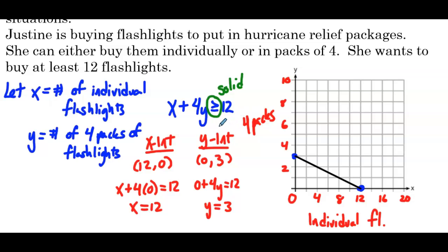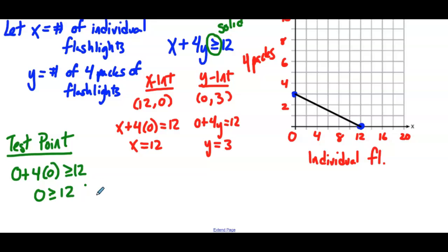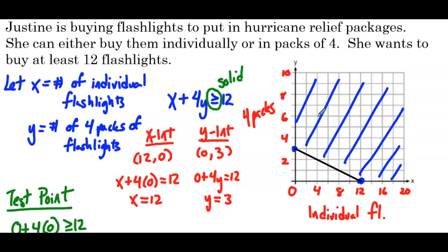But let's say we're not sure, right? We're second guessing ourselves. So let's refresh our memory on how to use a test point. We'll use the origin, 0, 0. So we're going to plug the origin into the inequality. So 0 plus 4 times 0 is greater than or equal to 12. So 0 plus 0 is 0. That's not true. 0 is not greater than or equal to 12, which means the origin is not part of the solution set. If that's the case, we don't want to shade below the line because that would include the origin. So that means we are going to shade above the line.